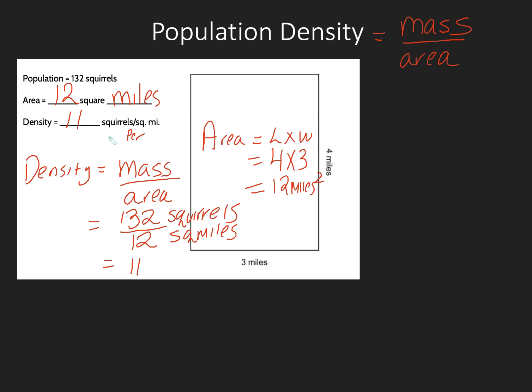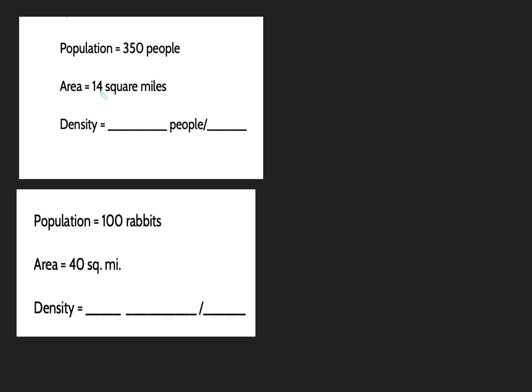What does this mean? Basically, if you go to this area, suppose it's in a park, all this means is that 11 squirrels can live in each square mile if distributed evenly. Here my population is 350 people. The area is 14 square miles and we want the density. Remember, density is mass over area. My mass is 350 people divided by 14, which is my area.